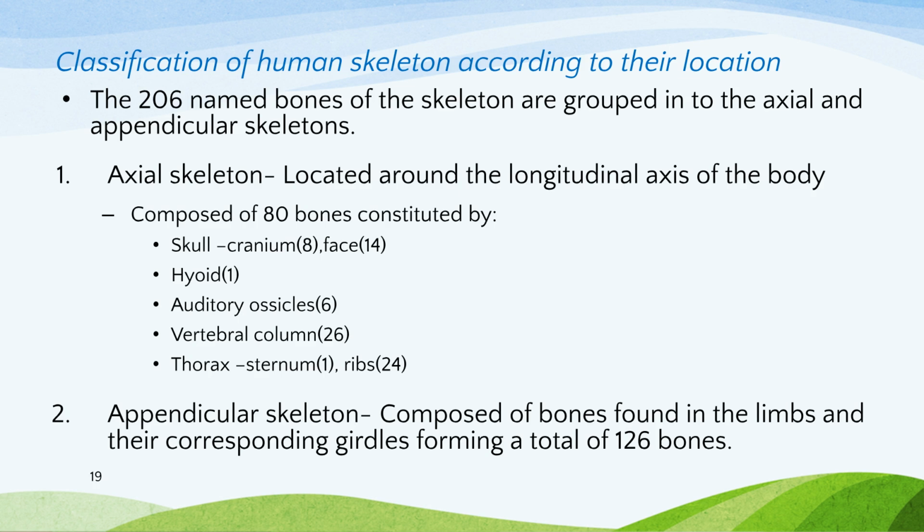Now let's transition to the classification of the human skeleton according to location. The 206 named bones of the skeleton are grouped into the axial and appendicular skeletons. The axial skeleton is located around the longitudinal axis of the body and is composed of 80 bones. These are constituted by the skull, with 8 cranial and 14 facial bones, 1 hyoid bone, 6 auditory ossicles, 26 bones of the vertebral column, and the thorax, which contains 1 sternum and 24 ribs.